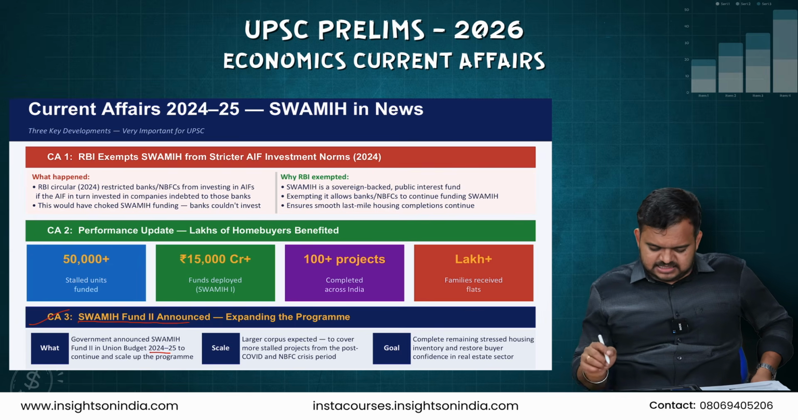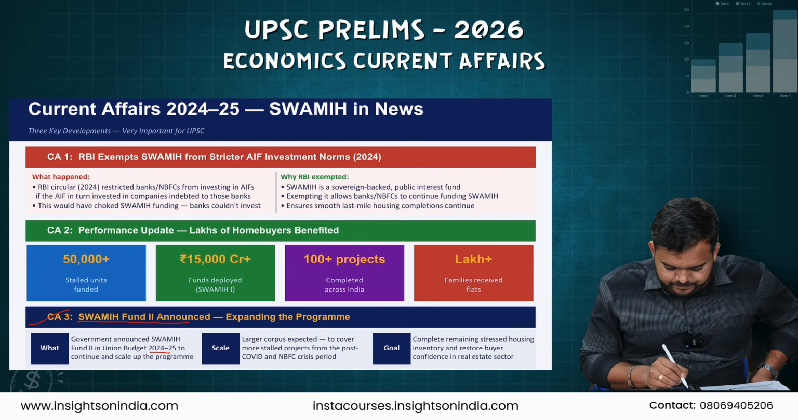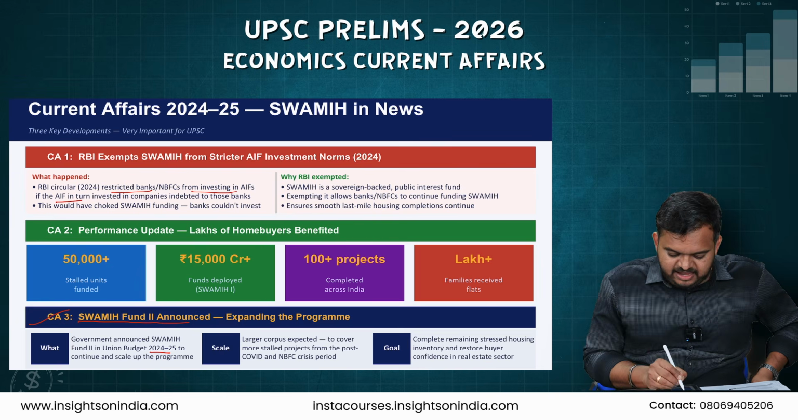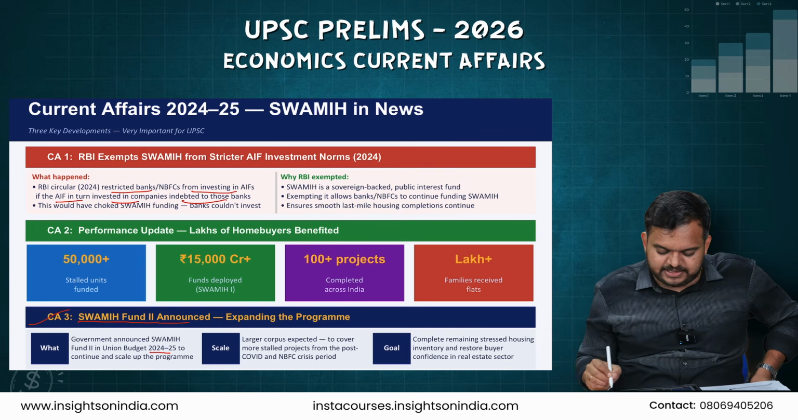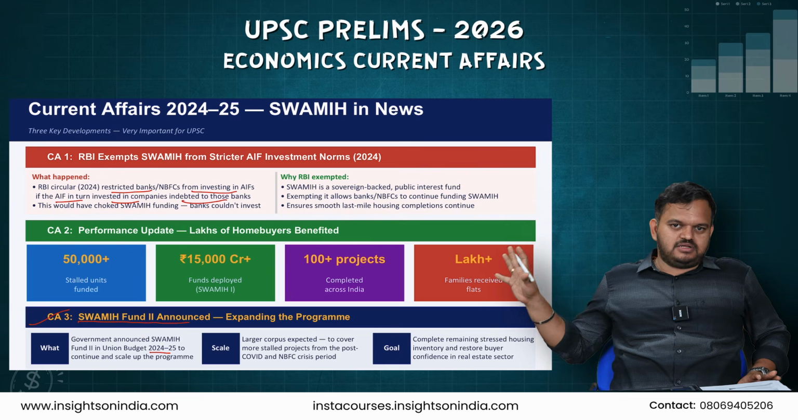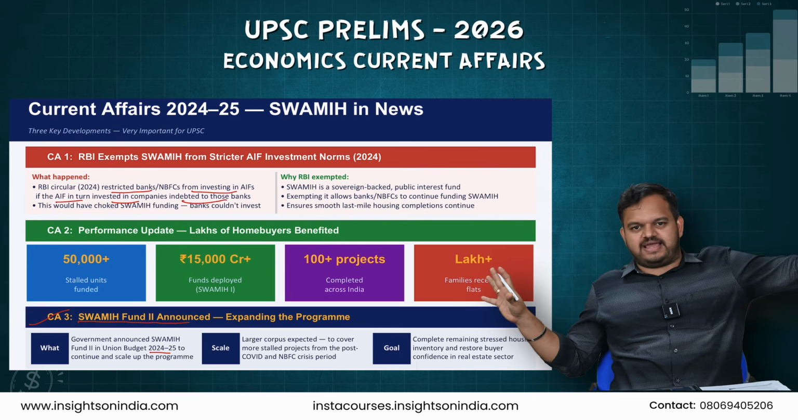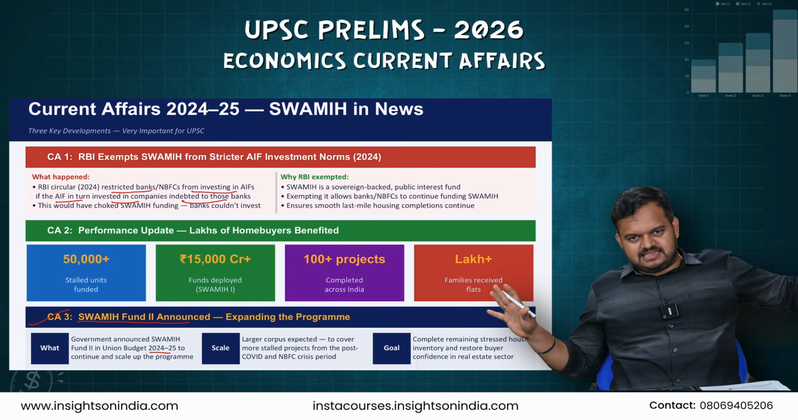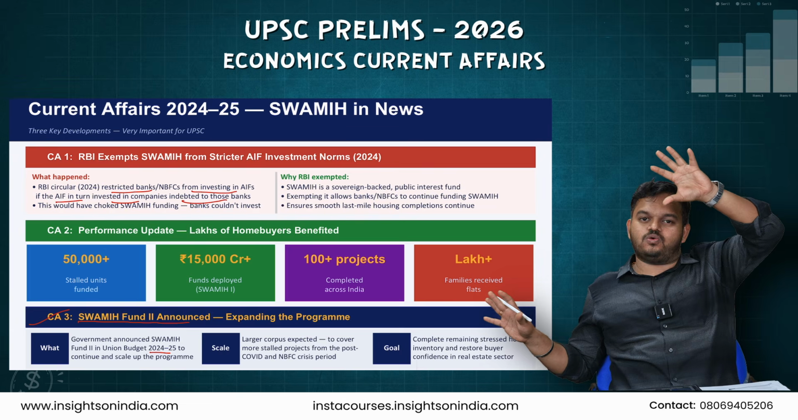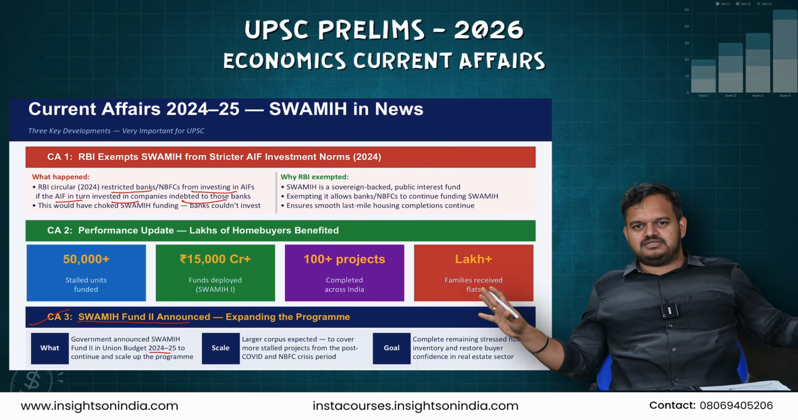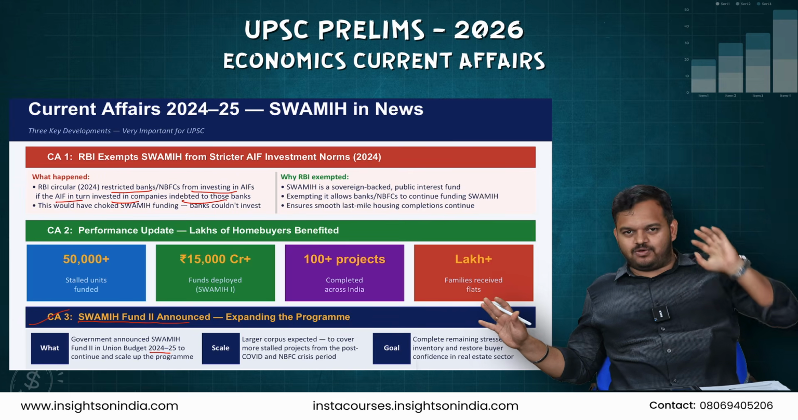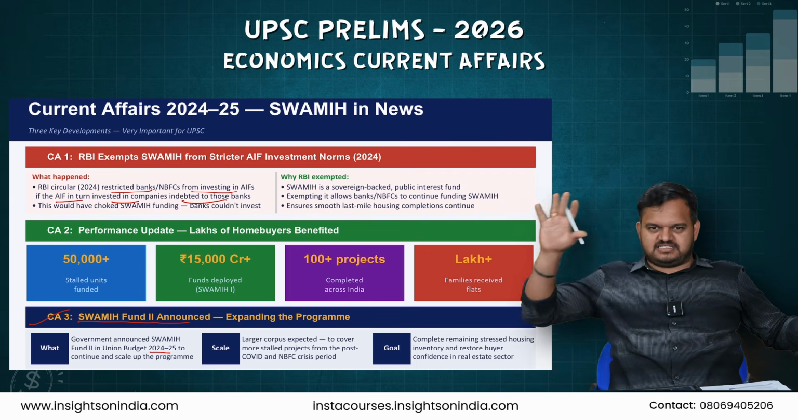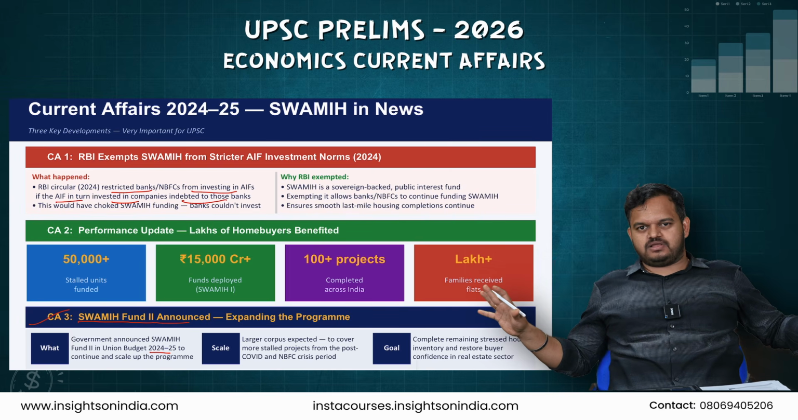The second news regarding the SWAMIH Fund is, earlier, RBI restricted banks or NBFCs from investing in AIFs if the AIF in return invested in companies indebted to those banks. For example, there is a stalled affordable housing project. This project has taken a loan from this bank, but it is not able to repay the loan. Now an AIF is created. Can this bank invest in this AIF? Earlier RBI said no, because this company is indebted to this bank. But now RBI has allowed that. Now this bank can invest in the AIF, though the project which the AIF is investing in is indebted to this bank. Understood? That is a new provision.